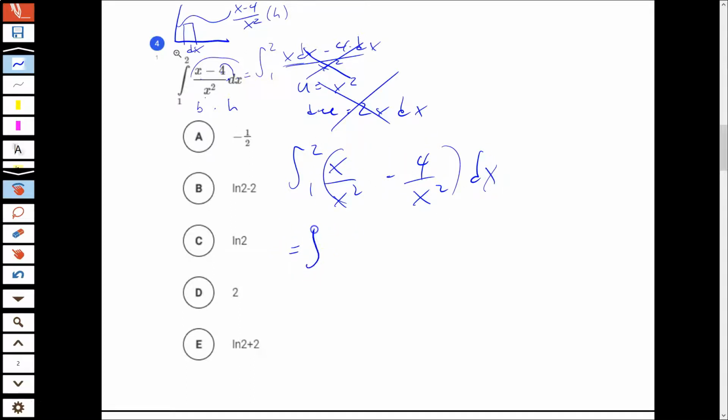And then it becomes a sort of easier power rule integral written this way, right? So this is the integral of 1 over x minus 4x to the negative 2 dx. So I've just rewritten it again using my exponent rules. The derivative, remember, of natural log, this is why there are natural logs in the answer choices, is 1 over x. So the antiderivative of 1 over x is natural log of x.